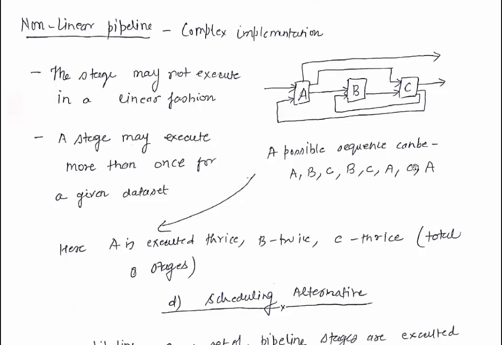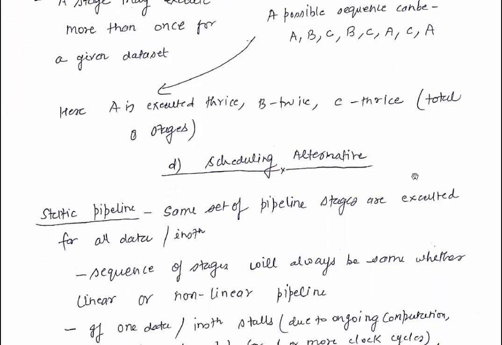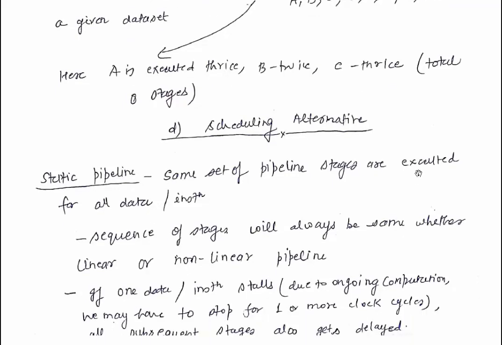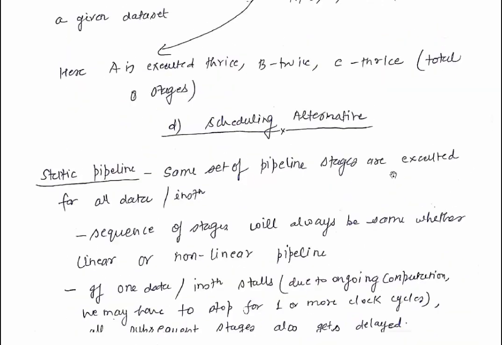Now we are going to discuss the last classification, which is the scheduling alternative. I have told you there are 2 possibilities here: one is static, another one is dynamic. In a static pipeline, some set of pipeline stages are executed for all data or instructions, and the sequence of stages will always be the same, whether linear or non-linear. So in a static pipeline your sequence will not change.